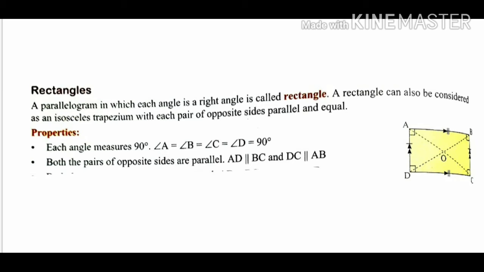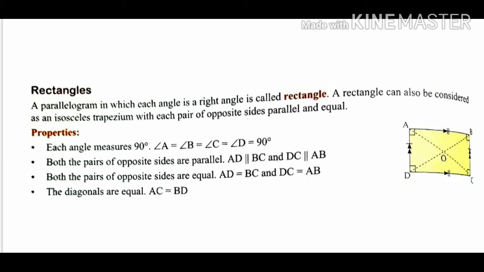Both the pairs of opposite sides are parallel. That means AD is parallel to BC and DC is parallel to AB. Both the pairs of opposite sides are equal. That means AD is equal to BC and DC is equal to AB. If you look at the figure, the diagonals are equal, that means AC is equal to BD.